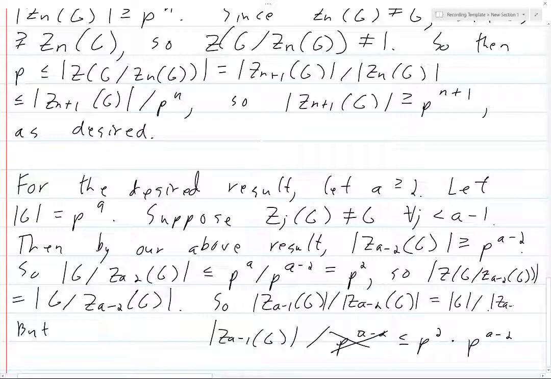Alright, I've got it. So suppose Z_j(G) is not equal to G for all j less than a minus 2. By our above results, we have |Z_{a-2}(G)| greater than or equal to p^{a-2}. So G mod Z_{a-2}(G) has order less than or equal to p^2, and so what that means is that this quotient is abelian, and so its center is equal to the thing.